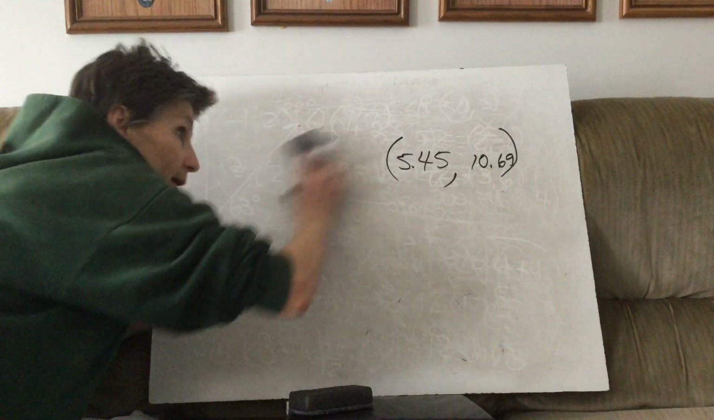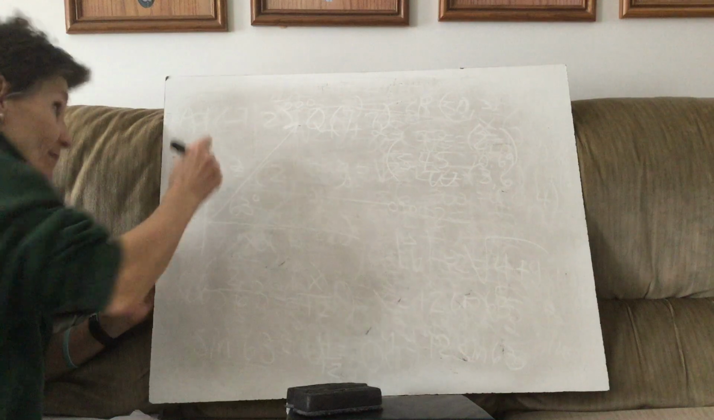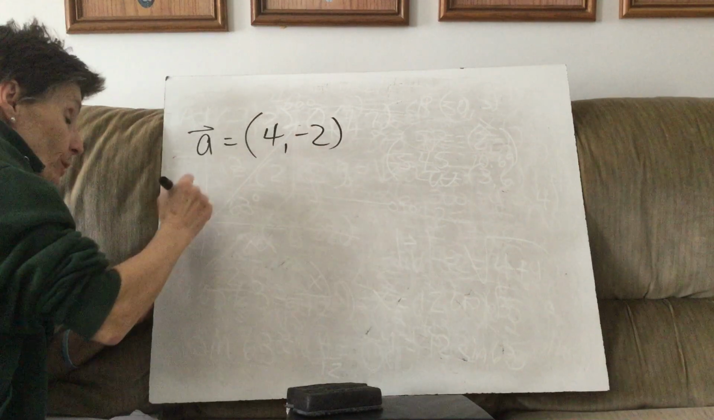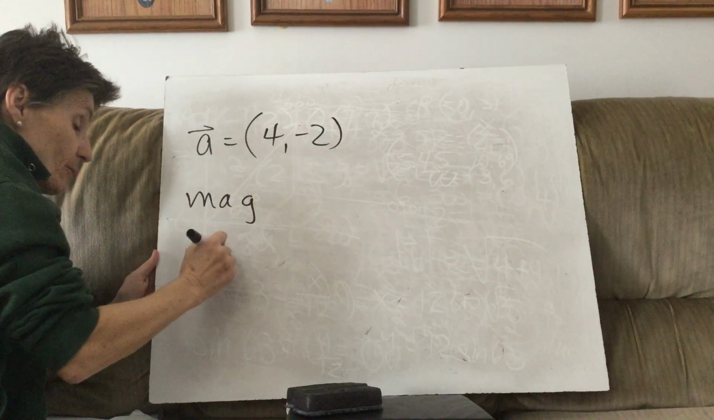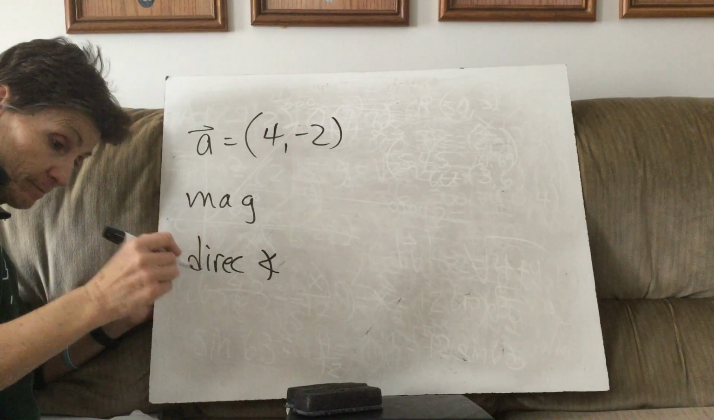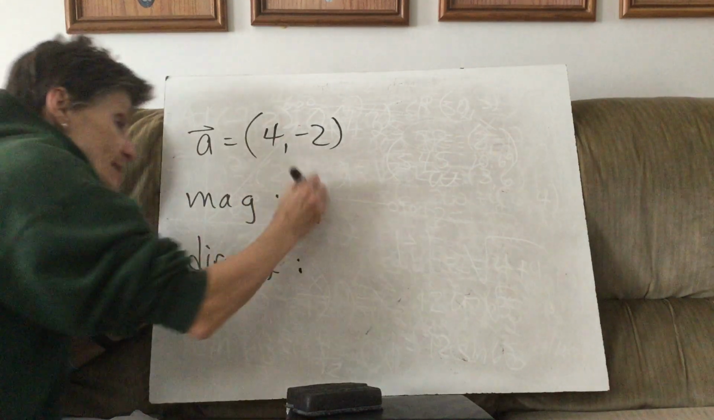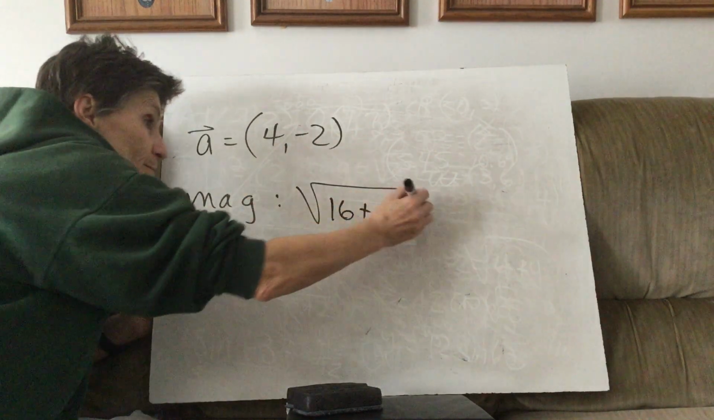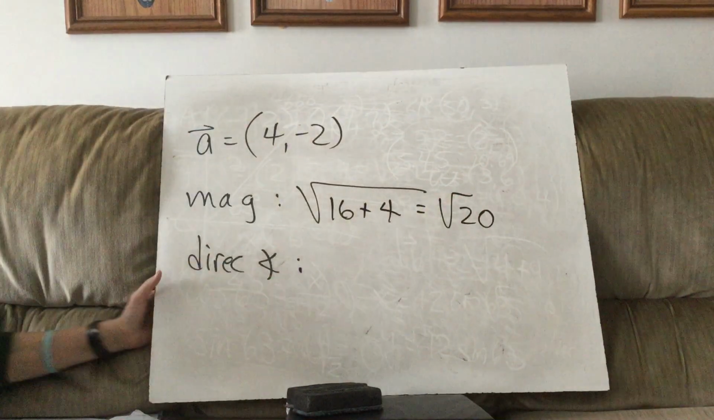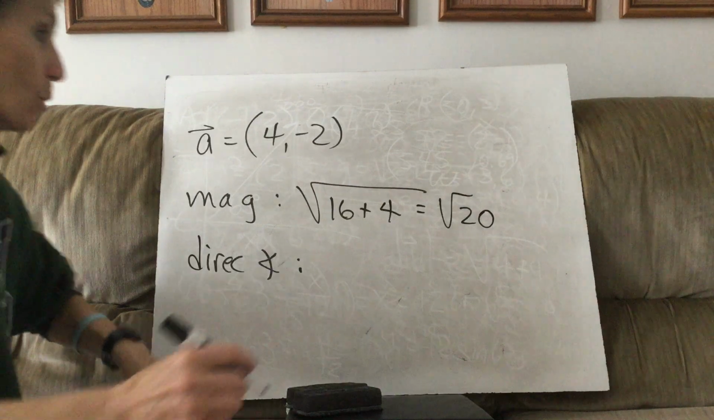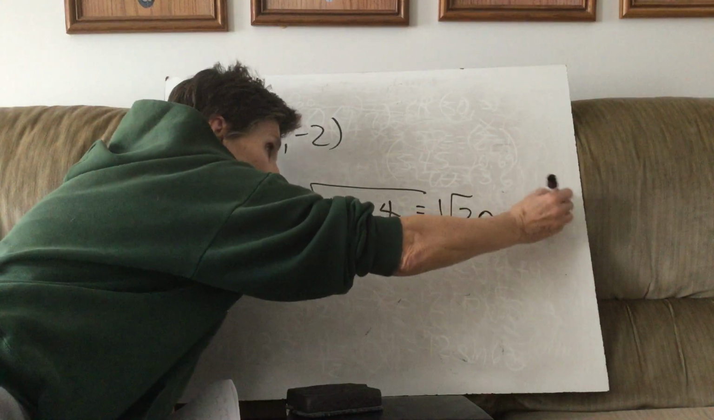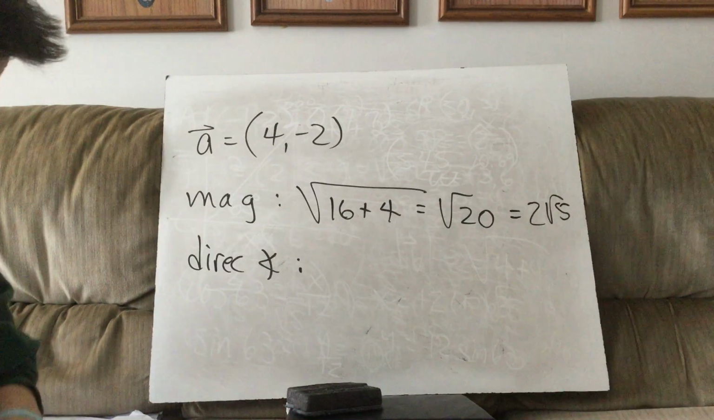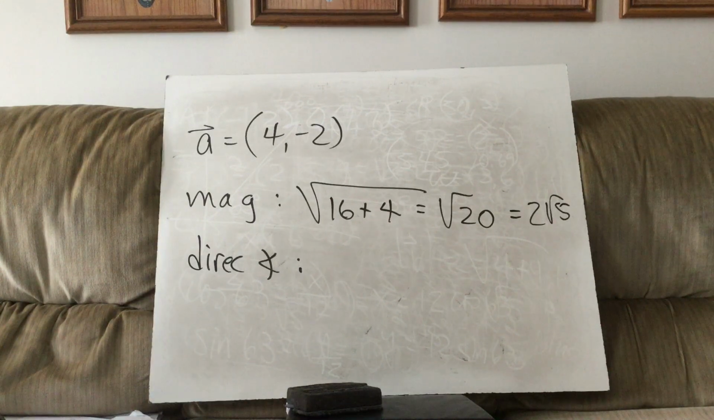All right, now we have a vector whose coordinates are 4, -2. And we're going to find the magnitude and the direction angle. Magnitude is easy. We've done a ton of these already today. We square the first one, square the second one, add them together and take the square root. This one works out to be root 20. Root 20 does reduce, so 2 root 5 is your magnitude.